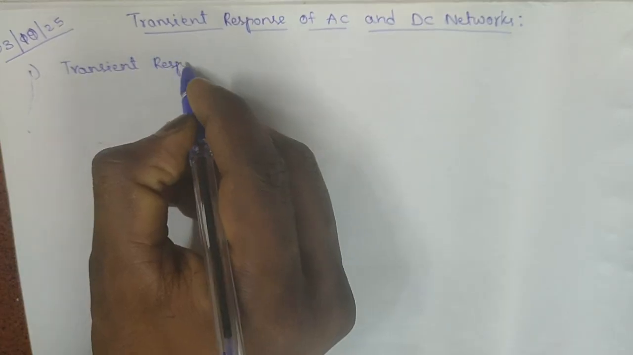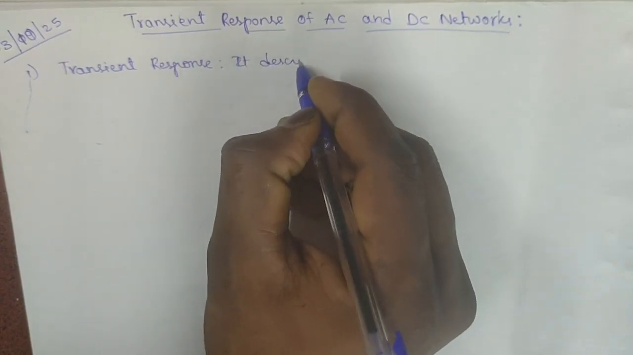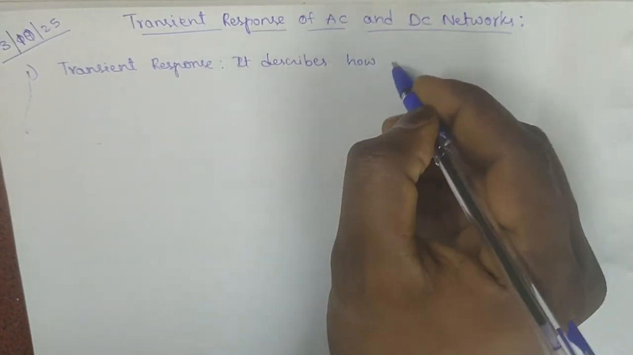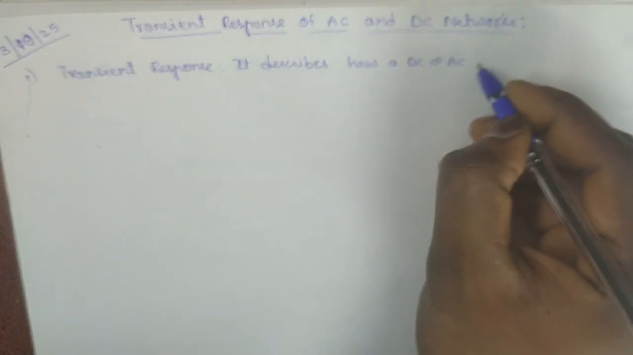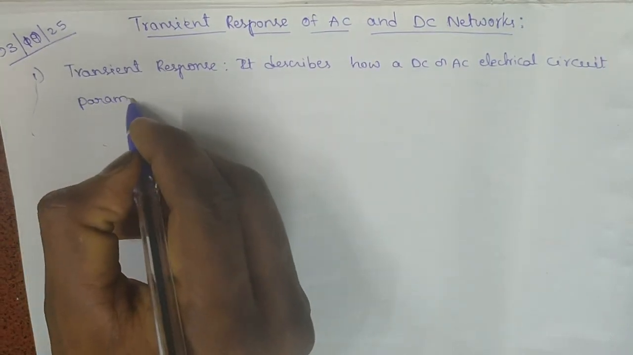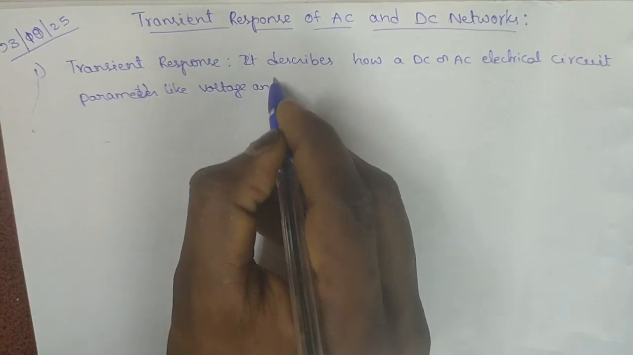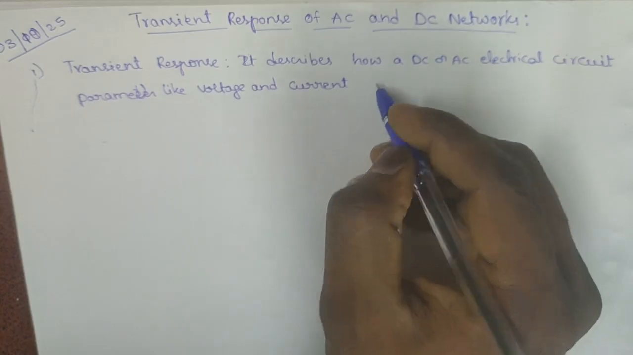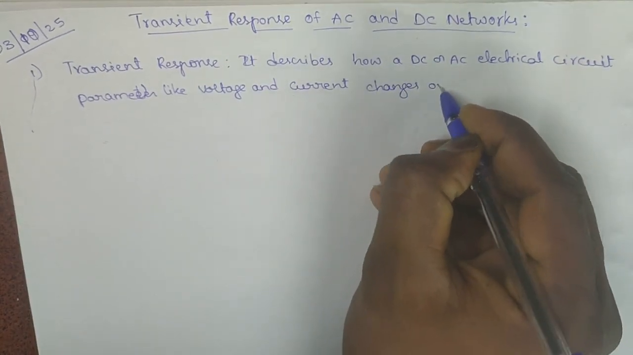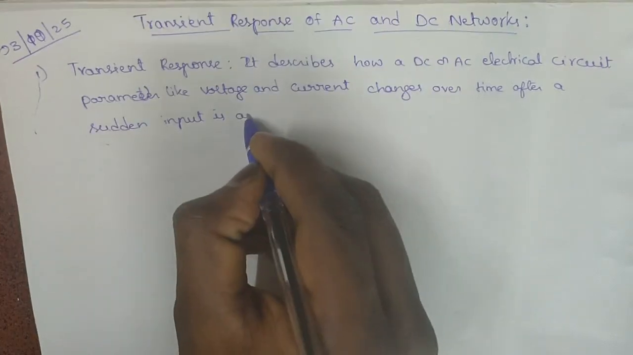Transient response describes how a DC or AC electrical circuit's parameters like voltage and current change over time after a sudden input is applied.